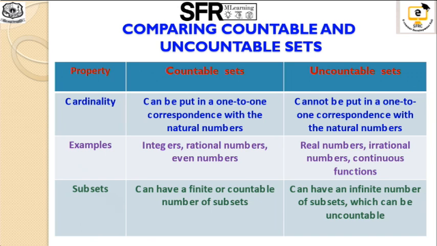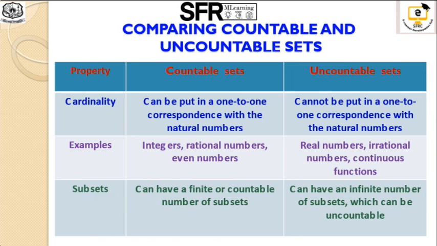Some more examples of countable sets and uncountable sets. Examples of countable sets are the set of all integers, rational numbers and even numbers. These are examples of countable sets. Some examples of uncountable sets are the set of all real numbers and irrational numbers. We see that the set of functions, continuous functions, is also an uncountable set. These are examples of uncountable sets.